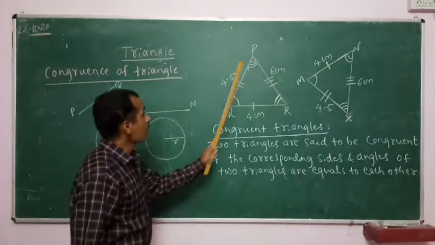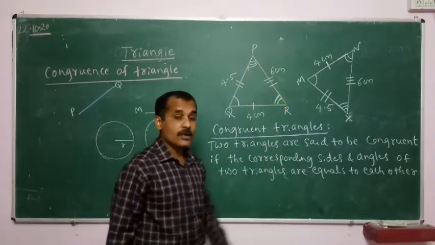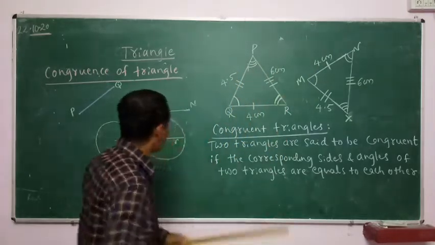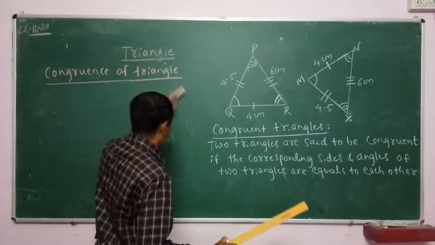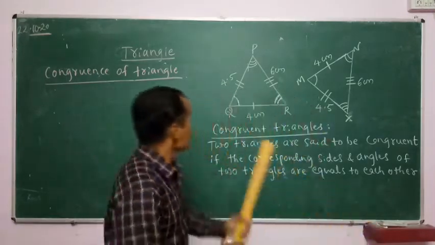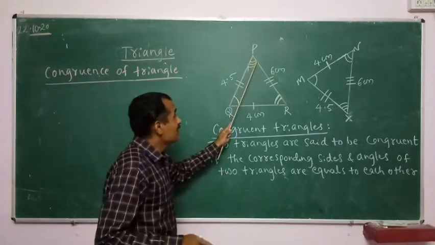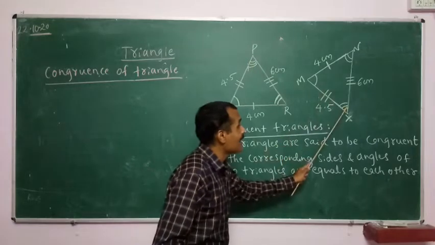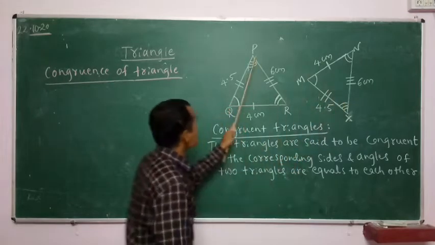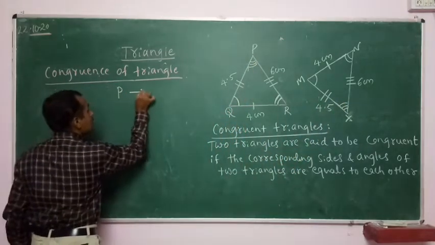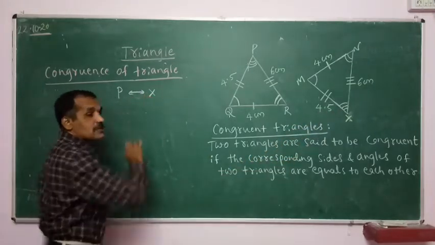Now, listen students. In these two figures, we have seen that corresponding sides are equal and corresponding angles are equal. But how to write it is very, very important. I have marked all the angles. Angle P is one of the angles of the first triangle. This is equal to angle X. You can see here I have marked 3. That means angle P is equal to angle X. These are called corresponding angles.